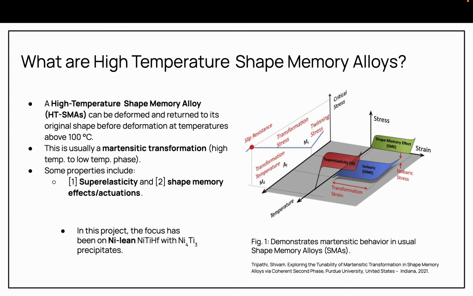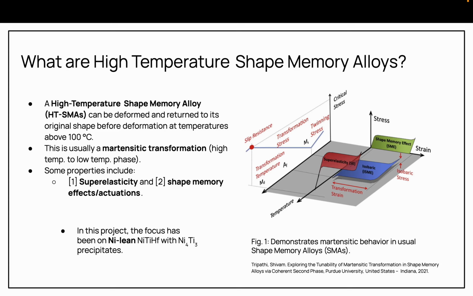Some properties, as shown in the graph, include shape memory effects, as seen in green, which occur at low stress and changing temperatures. This is when a material is deformed to a low temperature martensite phase, and then upon heating is returned to the high temperature austenite phase, recovering its shape.